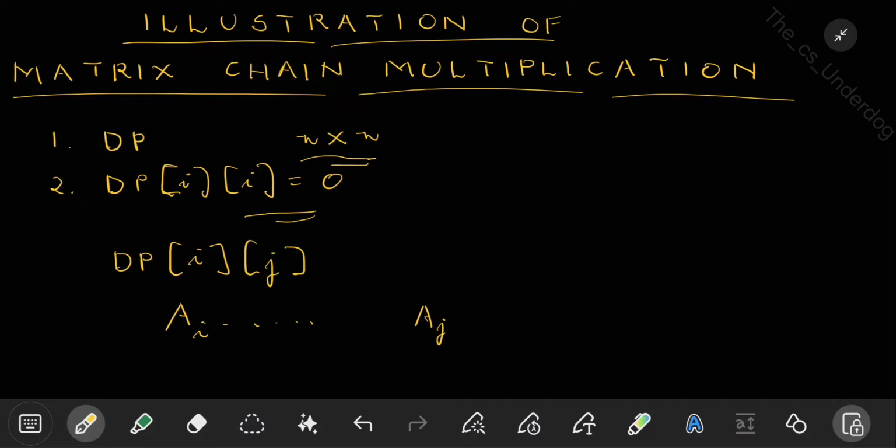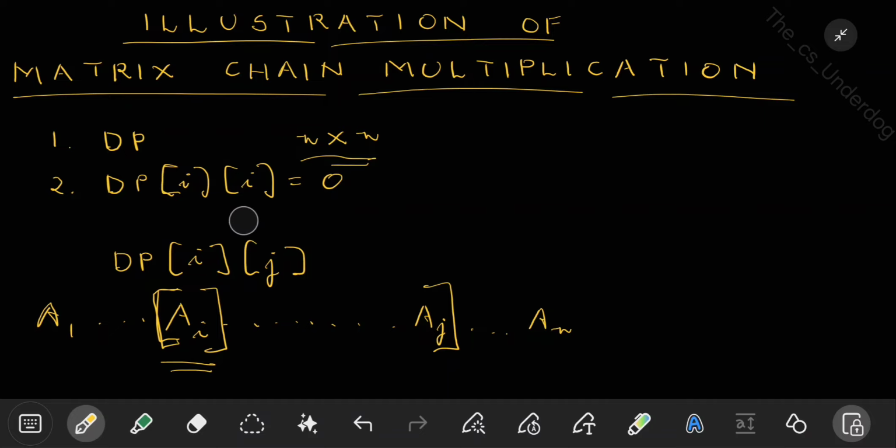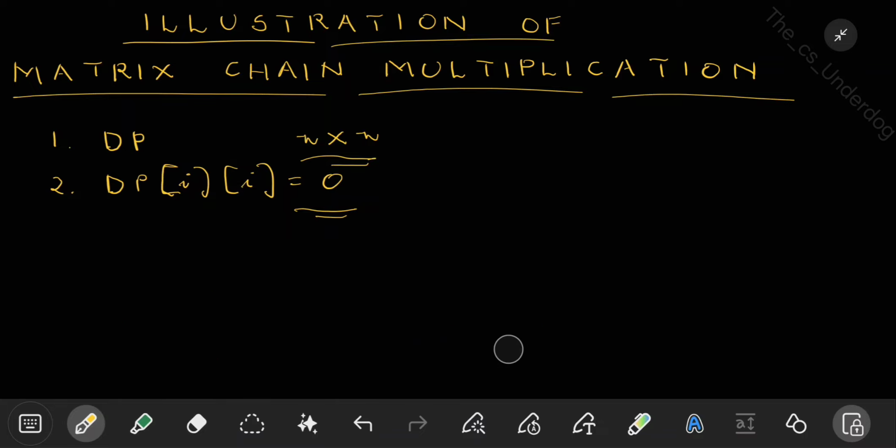Let us say you have a lot of matrices in the sequence, the actual sequence from A1 till An. In this, if you take one part which is from Ai to Aj, what is the optimal parenthesization and what is the minimum number of scalar multiplications required? That count is what DP of i, j represents. So DP of i, i says starting from Ai and ending in Ai, which means there is only one matrix, and that is why DP of i, i is 0. Next thing is, what is the recurrence relation?